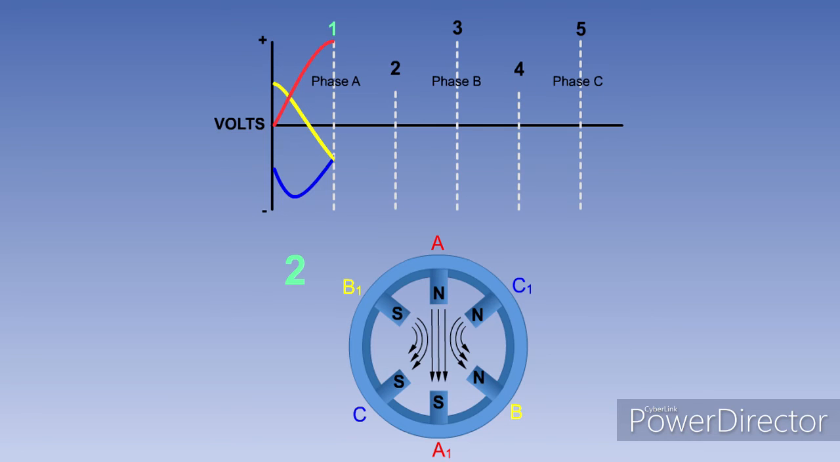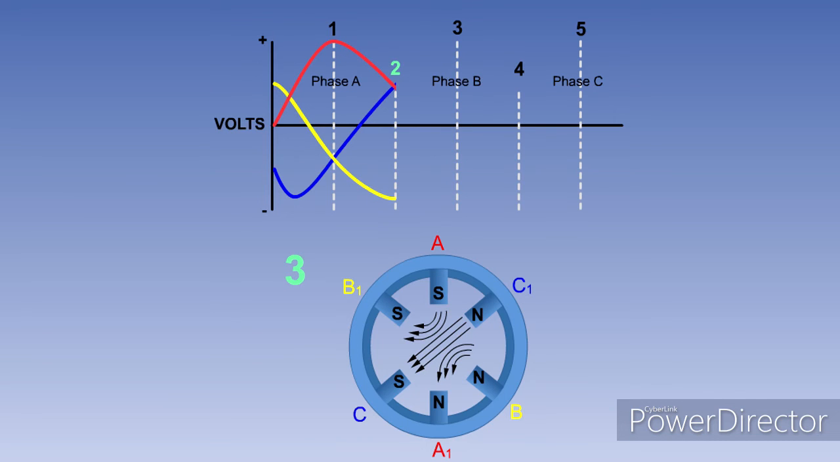If we move the sequence onto part 2, we can see that the C phase current is now at its negative peak, so the C1 to C magnetic field is at its strongest. A phase has moved away from its peak, so the strength of the A and A1 magnetic poles is reducing, and B phase has moved from negative to positive. So now pole B is a north, and pole B1 a south.